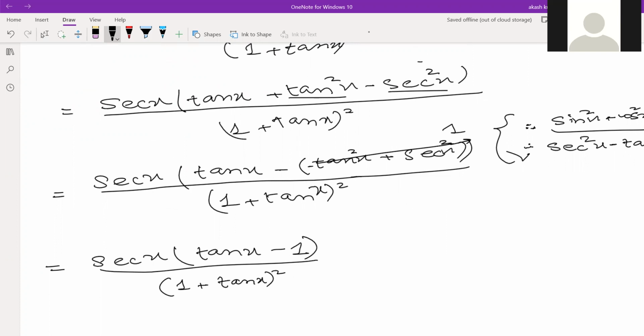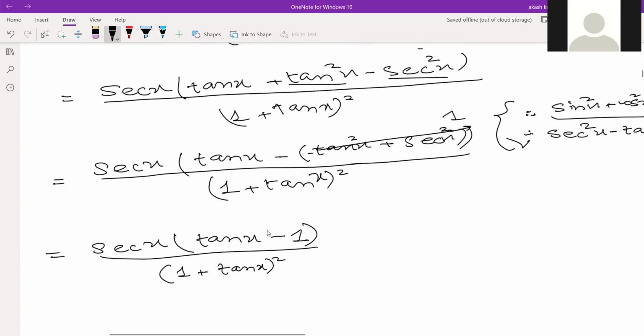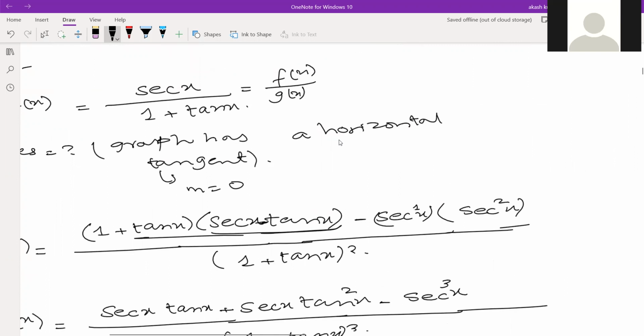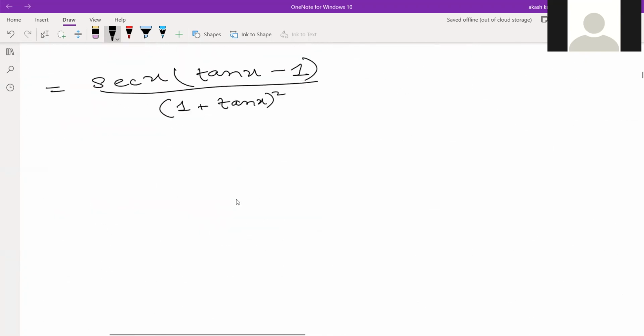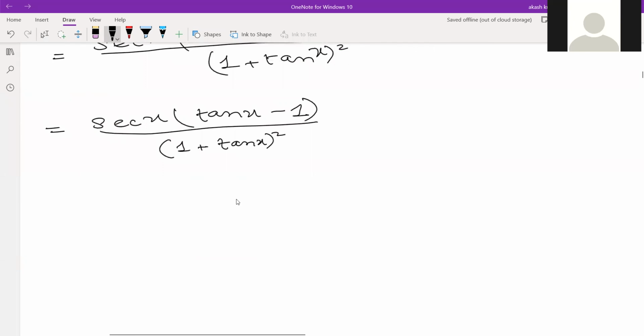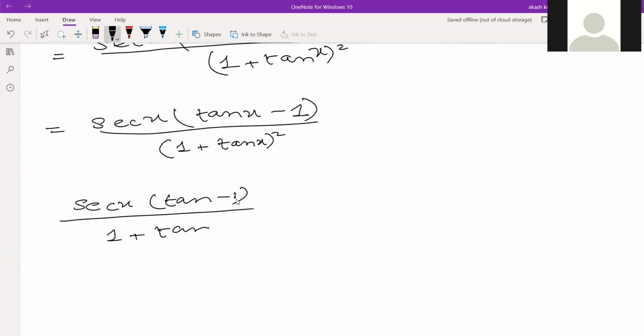Let me just check the book. Yes, we have got the correct answer. Now we have to find out where the graph has a horizontal tangent. So whatever slope we have got, we will equate it to 0. So equating it with 0, sec x tan x minus 1. Is it clear so far?